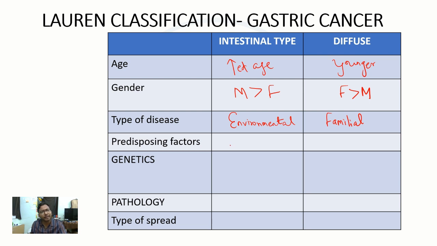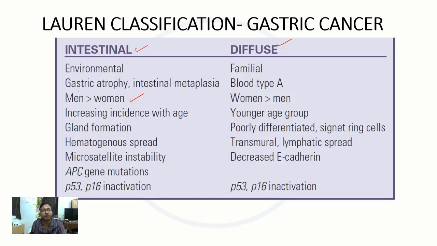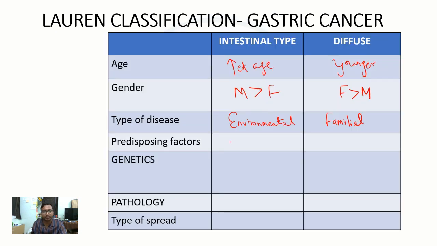Then, what are the main predisposing factors here? As you can see, whenever you have gastric atrophy or intestinal metaplasia, that means the epithelium has changed. So, what are the predisposing factors here? One is gastric atrophy.